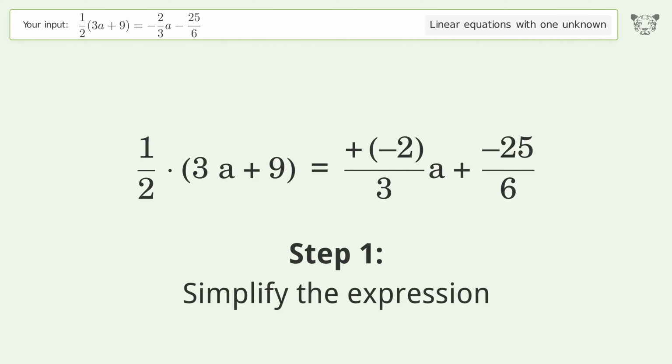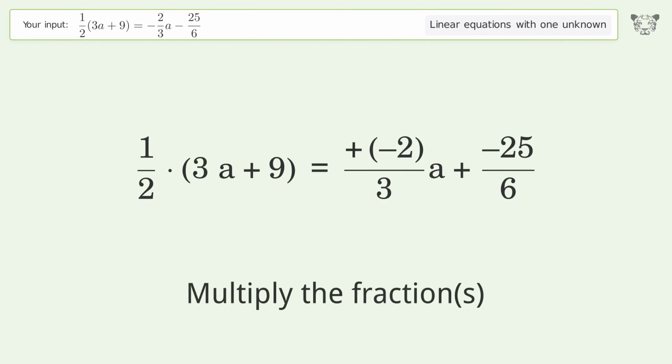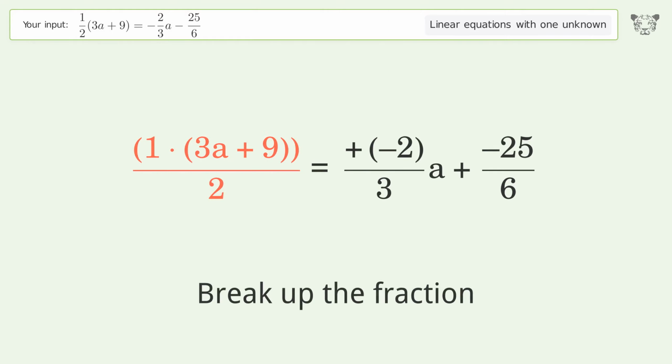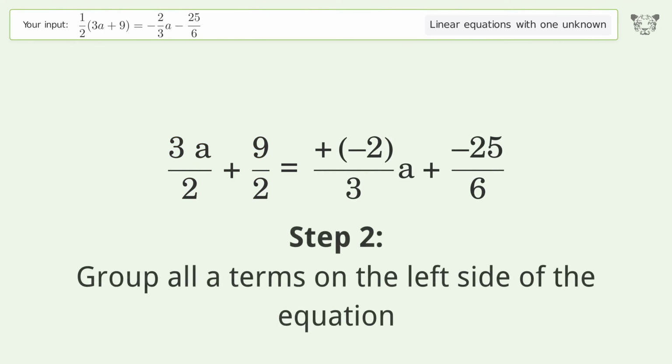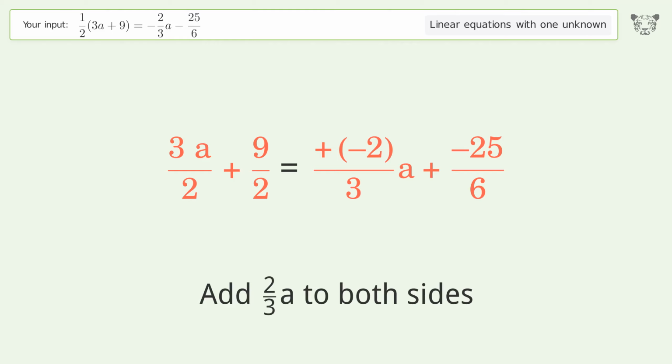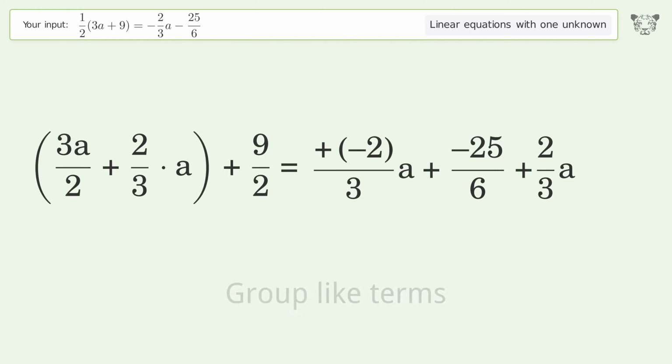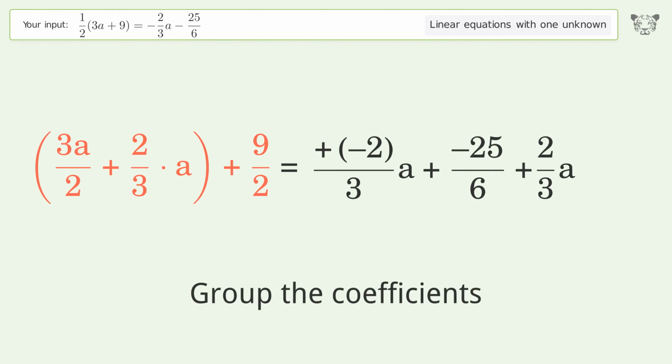Simplify the expression. Multiply the fractions. Break up the fraction. Group all a terms on the left side of the equation. Add 2/3a to both sides. Group like terms. Group the coefficients.